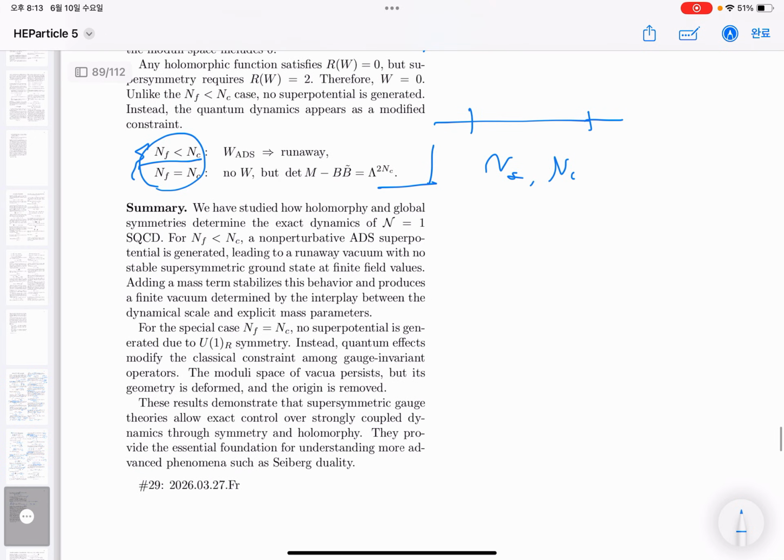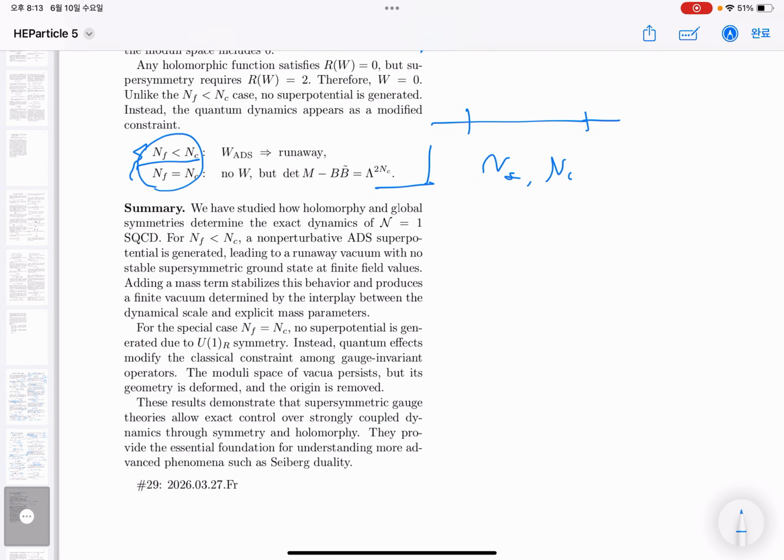So we discussed how the holomorphy and the global symmetry determine the exact dynamics of SQCD, especially the NF smaller than NC and NF equal to NC cases. For the NF smaller than NC case, the non-perturbative ADS superpotential is uniquely determined by considering the global symmetry, R symmetry, and the holomorphic condition. And they show that the vacuum runs away, with no stable state at finite field value. So we add the mass term to stabilize this vacuum. And for the special case of NF equal to NC, there is no superpotential generated, by considering the U(1) R symmetries again. But instead, the quantum effects modify this classical constraint.